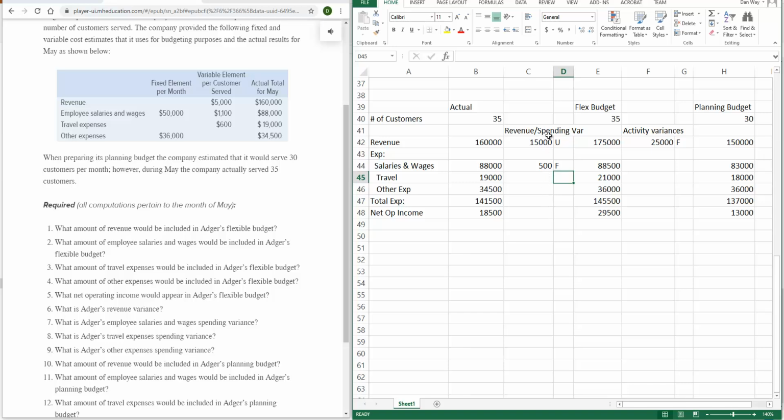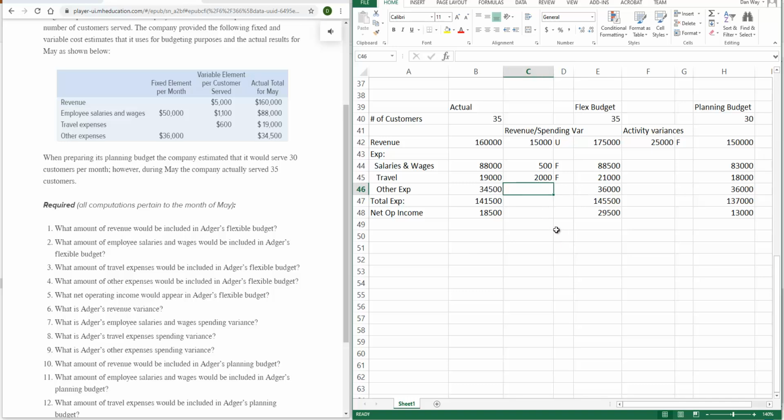Let's go ahead and do the rest of our spending variances for expenses while we're here. For travel, we've got the $21,000 in the flex minus the $19,000 in the actual, or $2,000. Again, it's lower in our actual results. We'd say that's a favorable variance. For some reason, travel cost less. Plane tickets were cheaper. It's pretty timely given the current circumstances with the coronavirus, right?